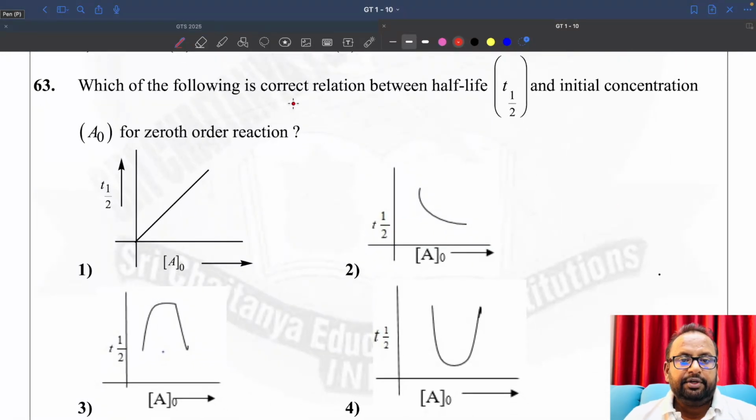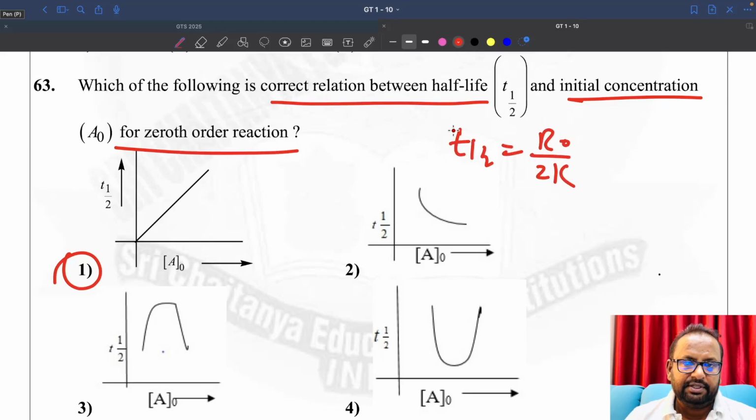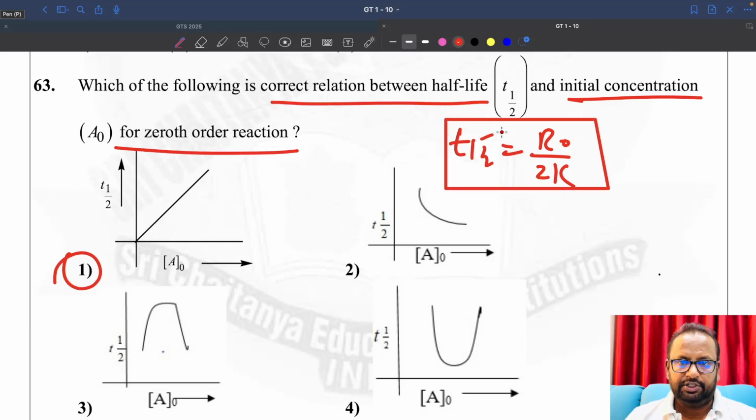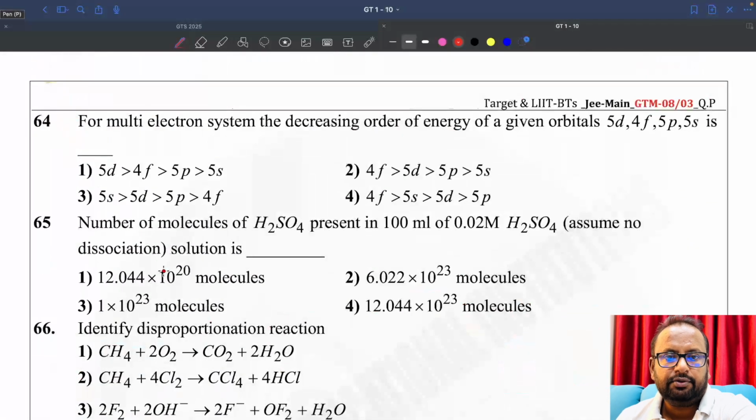Which of the following is the correct relation between half-life and initial concentration for a zero order reaction? Directly proportional. So option 1 is the right option, right? The half-life t half is equal to R naught by 2K, which is the formula for half-life of zero order. So the relation between t half and R naught is direct. Okay, so we'll move to the next question.